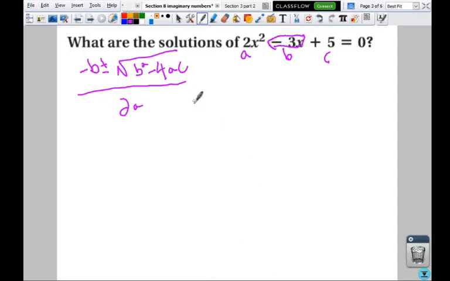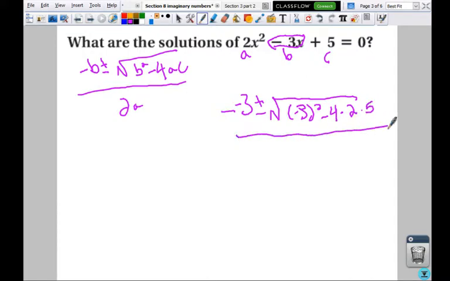So I'm going to fill in my formula. I'm going to go negative, negative 3, plus or minus square root of, then b squared is negative 3 squared minus 4 times a is 2 times c is 5. And then the whole thing is divided by 2 times a is 2. So all I did was fill in my formula. I haven't done anything with it. We're going to go through and solve it.